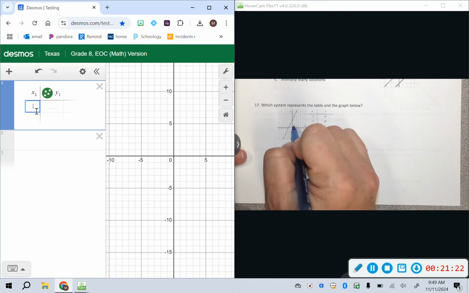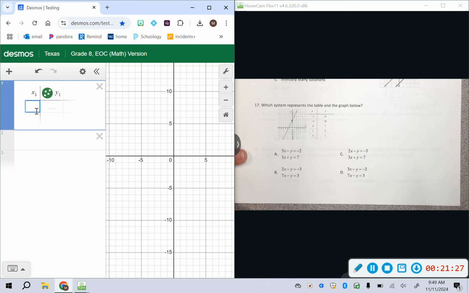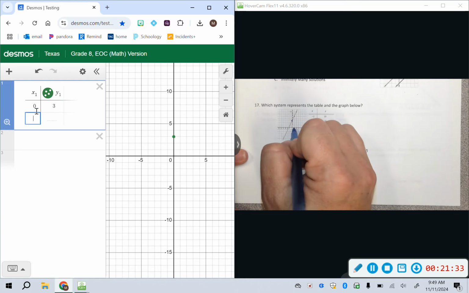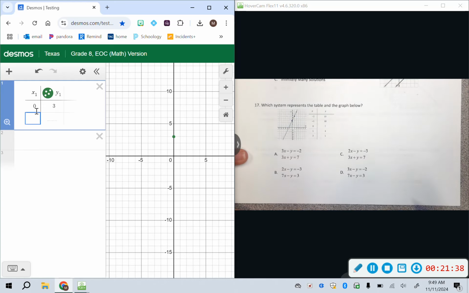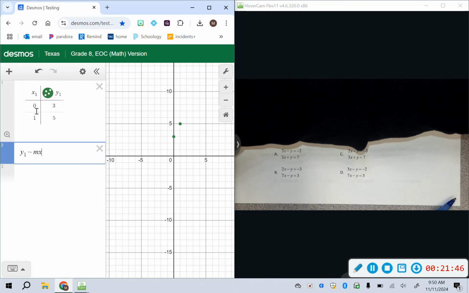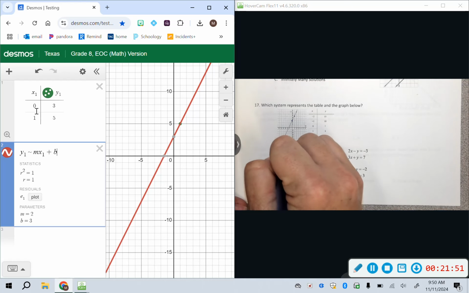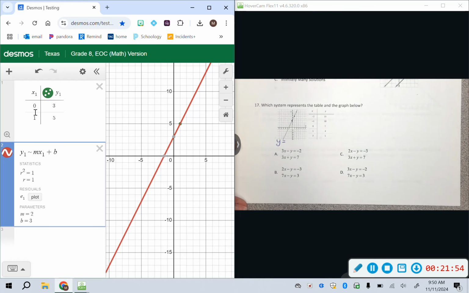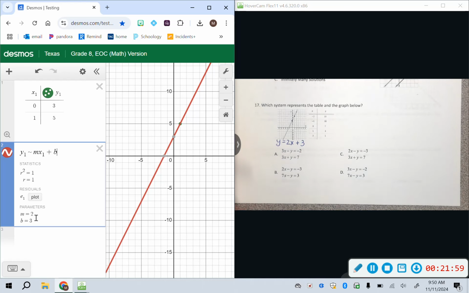When I look super close, I see there's a point plotted at (0, 3) and I see I have a point at (1, 5). The graph is kind of hard to read. Remember, you only need 2 points to come up with your linear equation. So I'm going to do y equals mx plus b. And I see that m is 2, so I get y equals 2x plus 3.